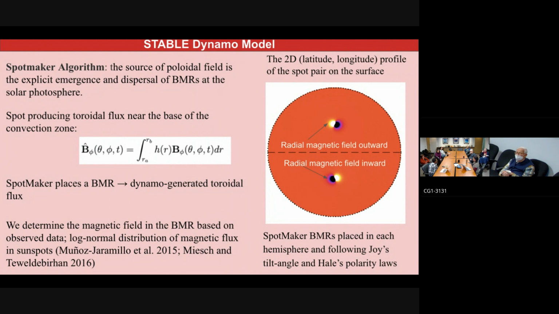Whereas here the tilt angle, you just used it as a free parameter. As a model. Yeah, I'm not criticizing it. I just want to understand. Yes.